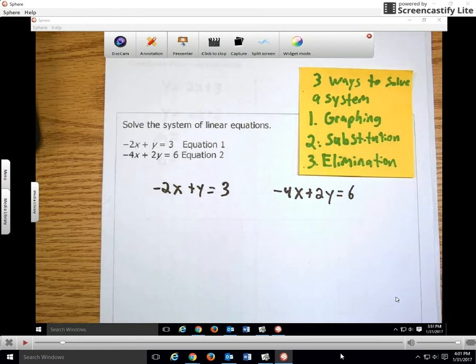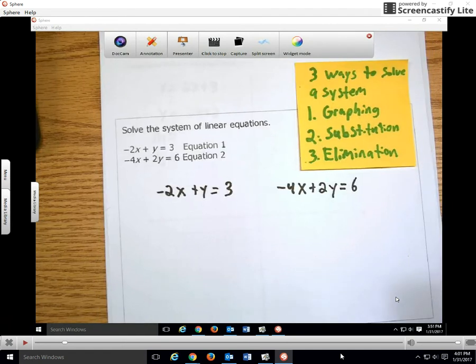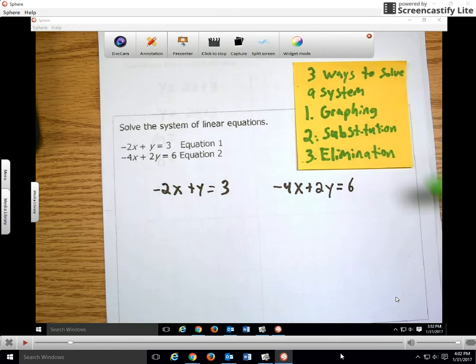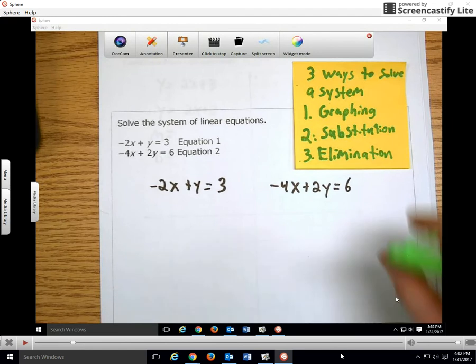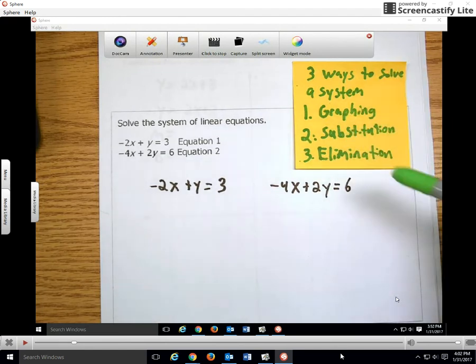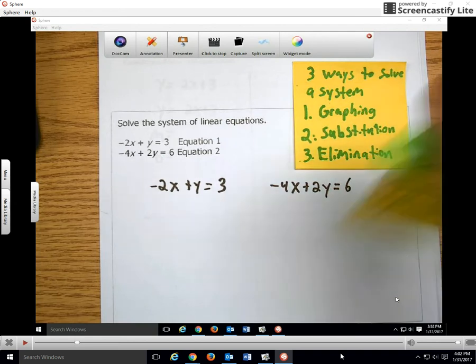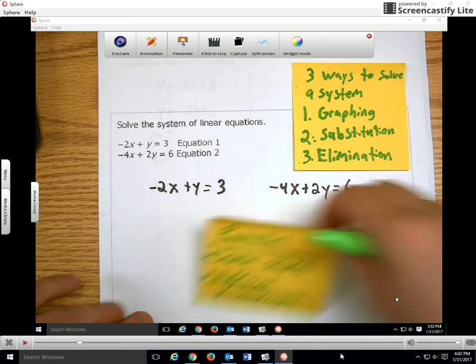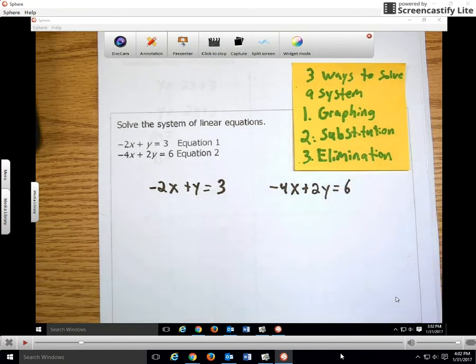There's three ways you can tell if a system has an answer to one of those, and that's by graphing, substitution, or elimination. Now, everything I've said up to this point should be review if it seems kind of fast. So we looked last time at some problems, and they came out parallel, and the reason they came out parallel is they had the same slopes but different y-intercepts. Or another way to say that is they have the same m's but different b's.